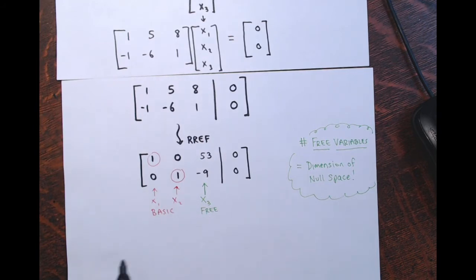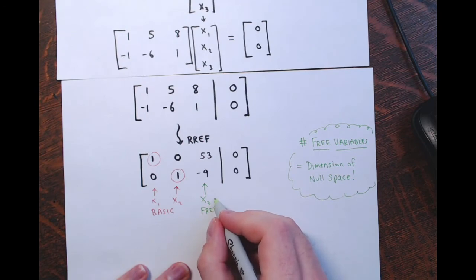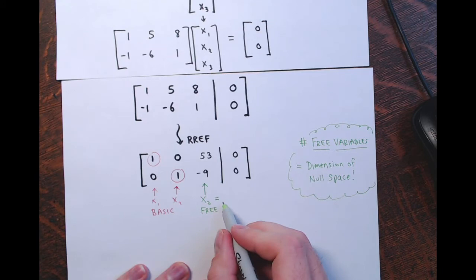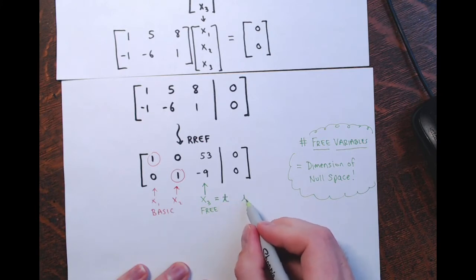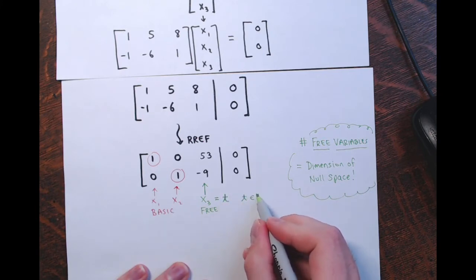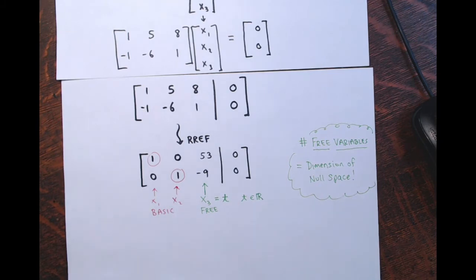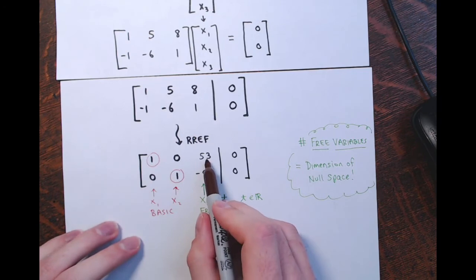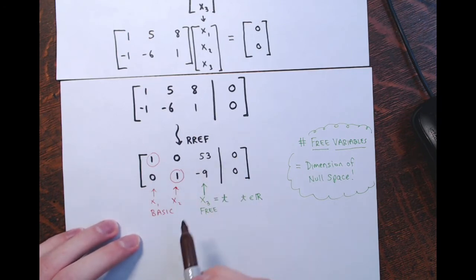So again, x3 is free, which, if you've seen me in other videos, I like to do this. Instead of using x3, I'll call it some other parameter that can take on any real number value. So suppose x3 is the variable t, where t is any real number. All right, well then from the first equation, we're seeing that x1 plus 53t equals 0.